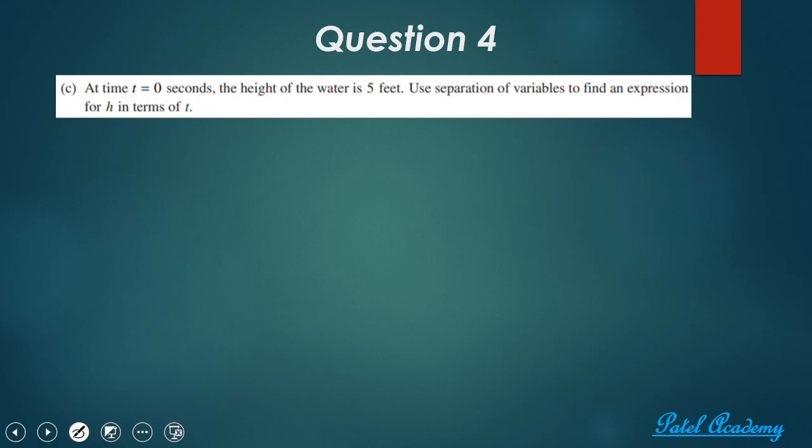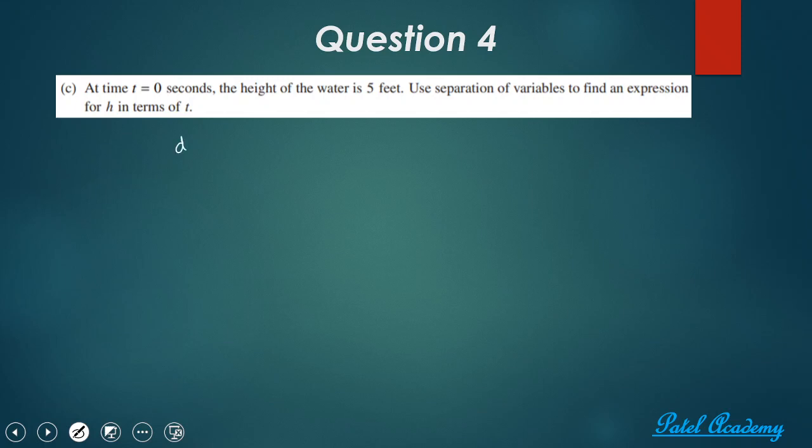So as you can see, after those challenging questions at the start, stuff starts to move very quickly. This is a question where I see the words separation of variables. Instantly, what do I think? Well, the only thing that really involves separation of variables is a differential equation. So good to review differential equations because they do come up on the AP Calculus exam. Alright, so at time t = 0 seconds, the height of the water is 5 feet. Use separation of variables to find an expression for height in terms of time.